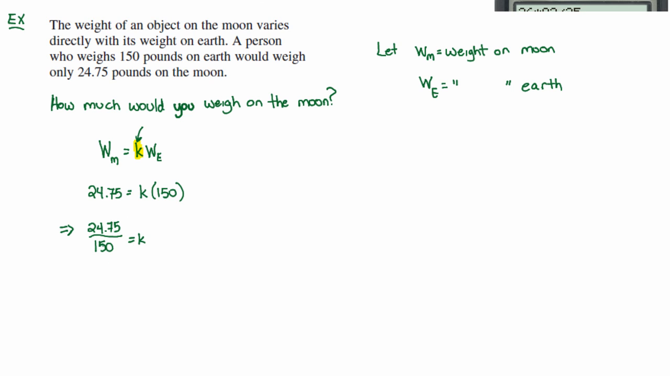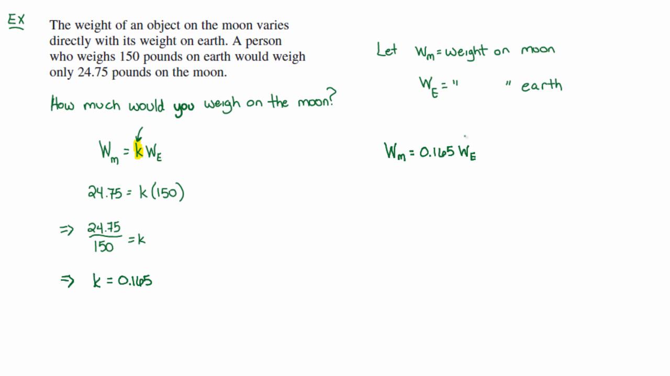And this is not really a proper fraction at all, because it's a decimal number over an integer. But if you were to plug it into your handy dandy calculator, you'll get that k is equal to 0.165. So now I know that a person's weight on the moon is equal to 0.165 times their weight on the Earth. Now remember, 0.165 multiplied by a number will shrink that number, so that makes sense.